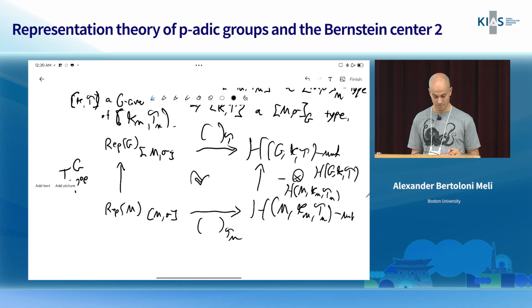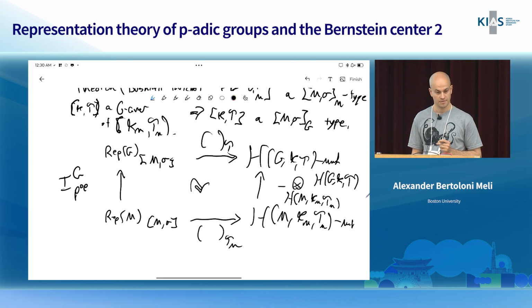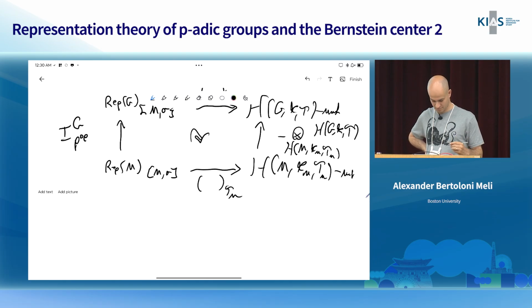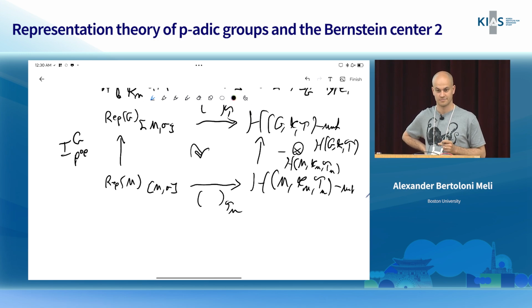So the horizontal arrows mean restrict to K and Hom from? Yeah, exactly. That's how the equivalence is set up. Yeah, right. Thanks. Horizontal arrows are equivalences. Yeah. Can you notate that? Okay.